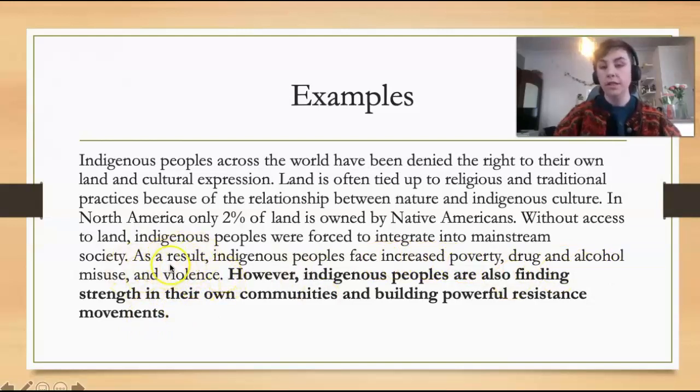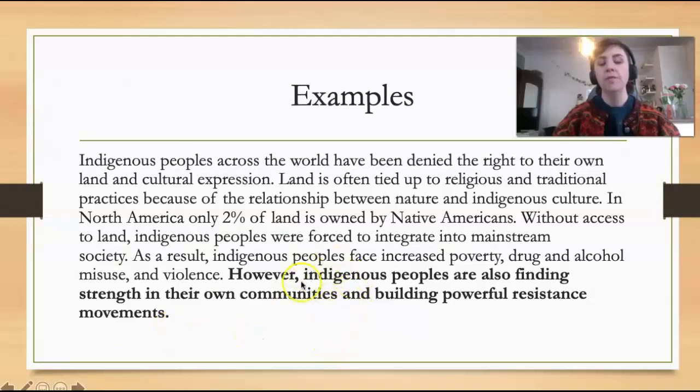So this is a fine concluding sentence, right? But maybe I'm going to go on writing a paragraph about how Indigenous peoples are fighting this, right? So then I add the word however, which is synonymous with on the other side, kind of indicating that I'm going to move on to a different argument, or a different side of the story, maybe. So, however, Indigenous peoples are also finding strength in their own communities and building powerful resistance movements.